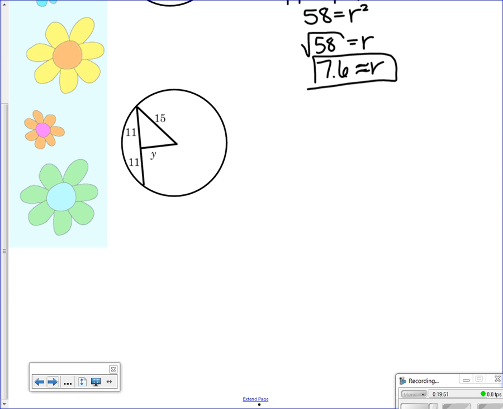All right, let's look at the second one. It's the last one we're going to do. Notice we've got a chord, and we know that it is cut into 2 equal segments. So it's been bisected. Okay? What's the entire length of the chord? 22. How do you think we're going to solve for y this time?